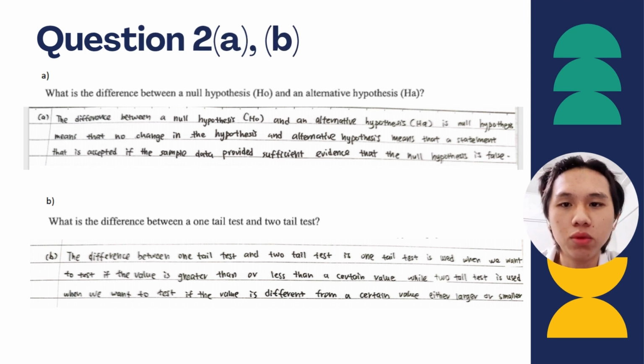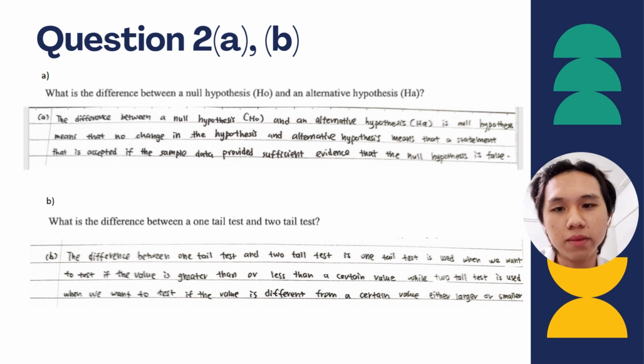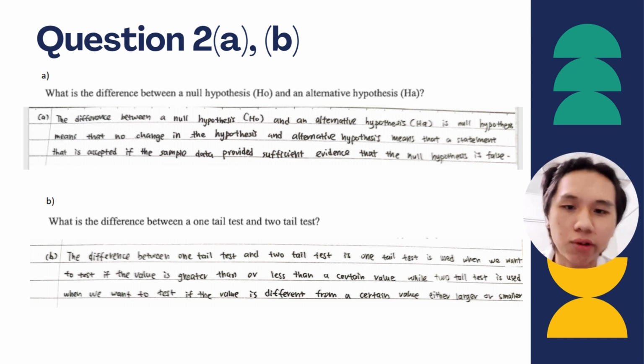For question number 2, what is the difference between a null hypothesis and an alternative hypothesis? The null hypothesis means that there are no changes, and the alternative hypothesis is a statement that is accepted if the sample data provide sufficient evidence that the null hypothesis is false.